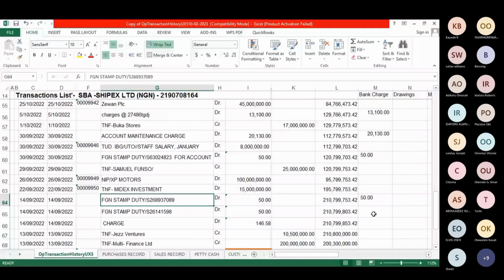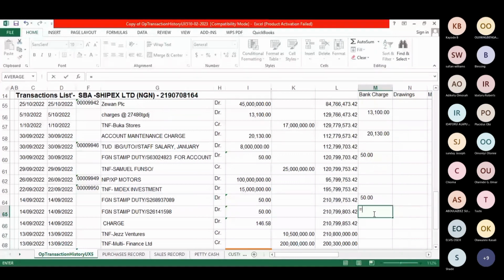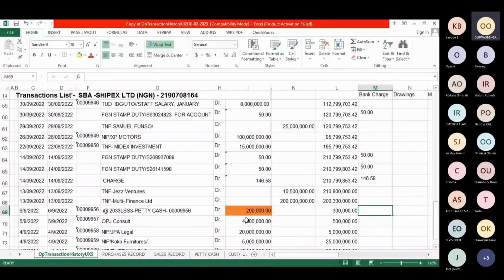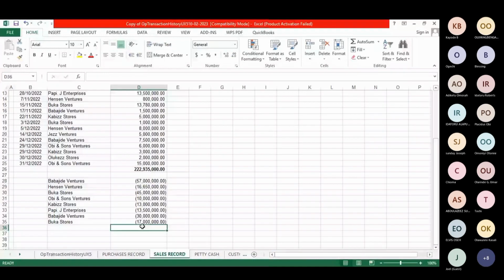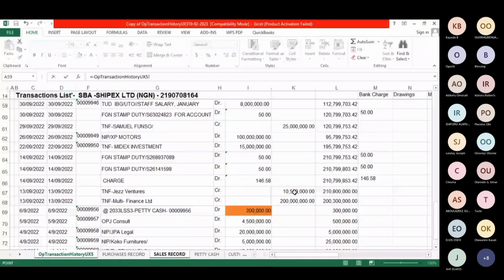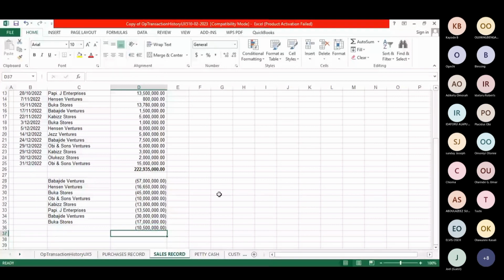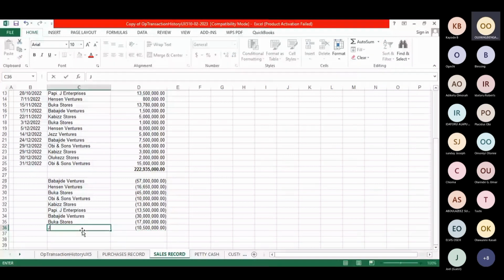Let me continue. So 50, continue like that. The chart. These ventures, a customer payment, that is a customer made payment. These ventures.